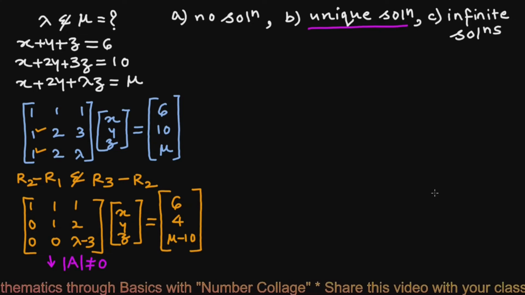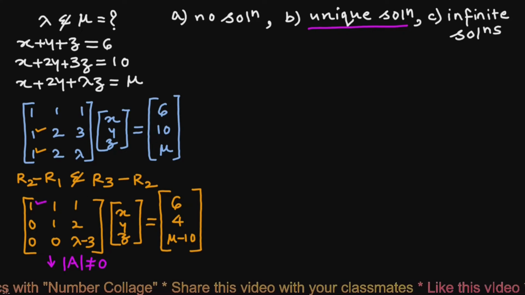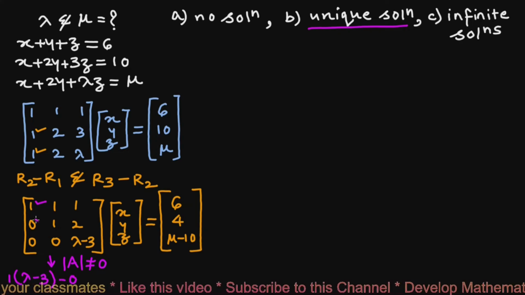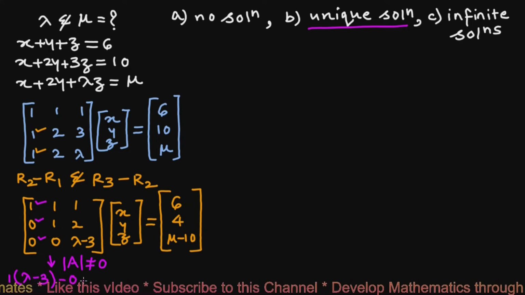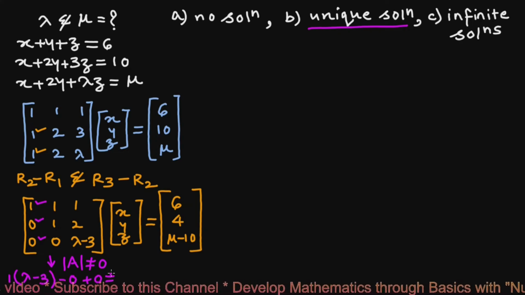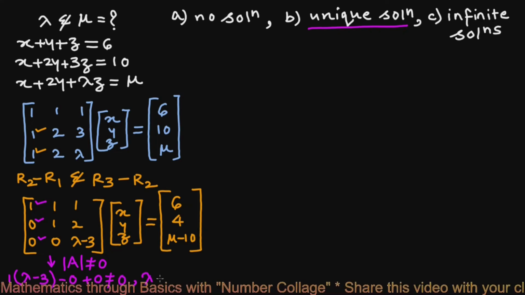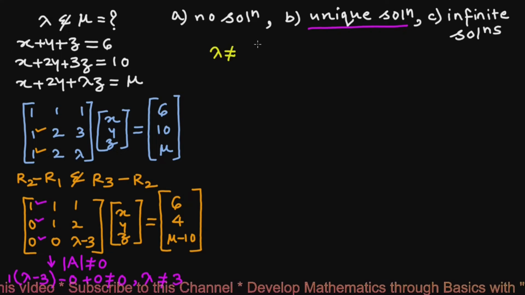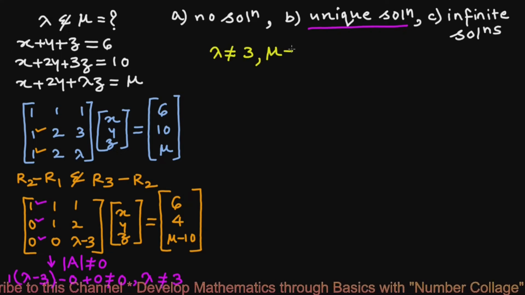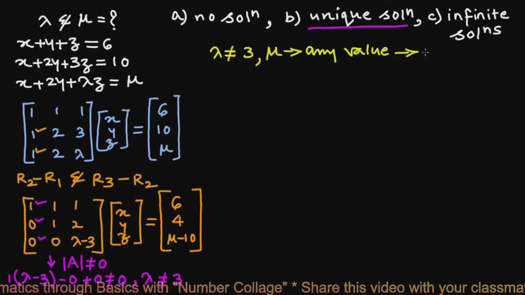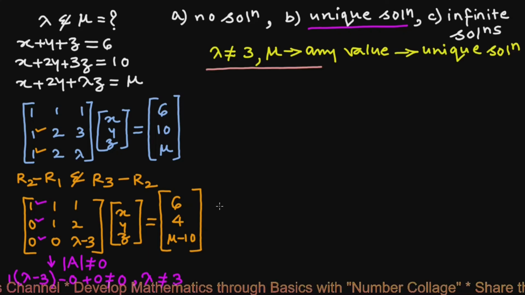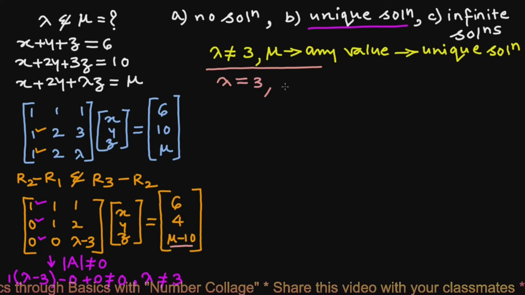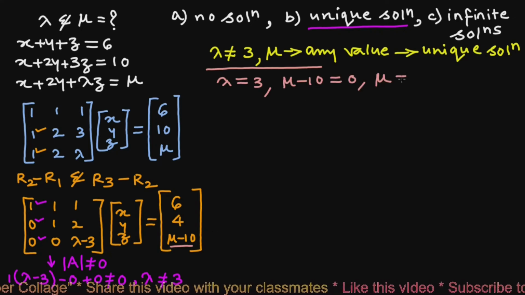Let us solve this determinant by column. That gives this 1 multiplied by lambda minus 3 minus 0. These two zeros will give zeros. So this is not equal to 0 or lambda not equal to 3. Now when lambda not equal to 3 while mu has any value, these equations will have a unique solution. Now suppose lambda equals 3 and this mu minus 10 equals 0, mu will be 10.